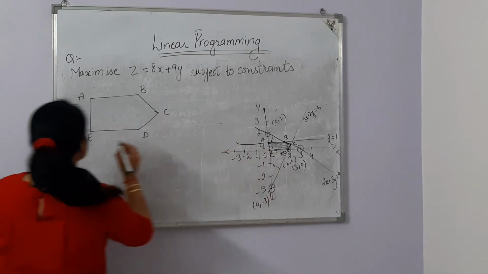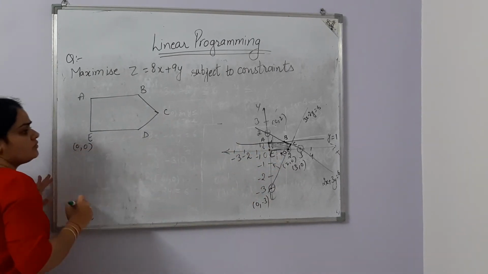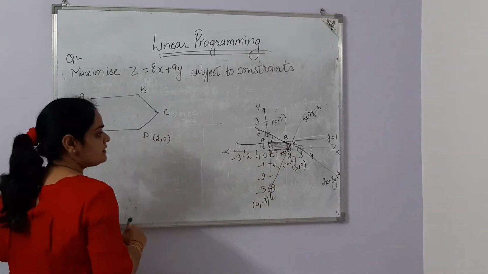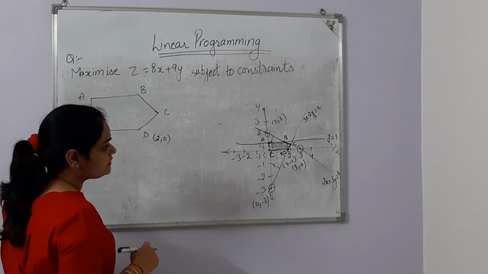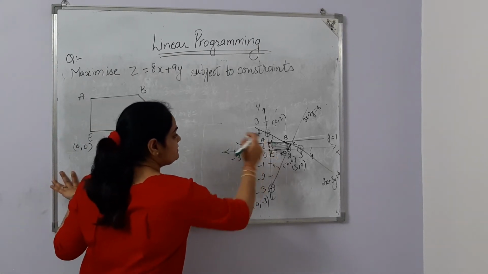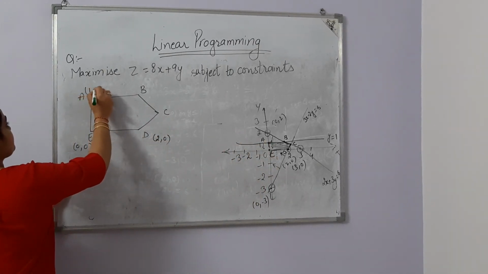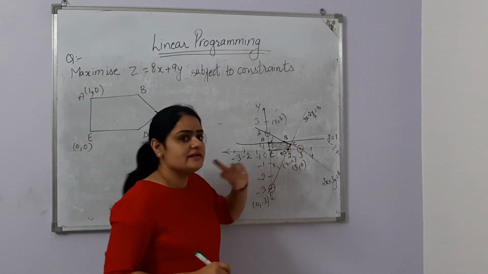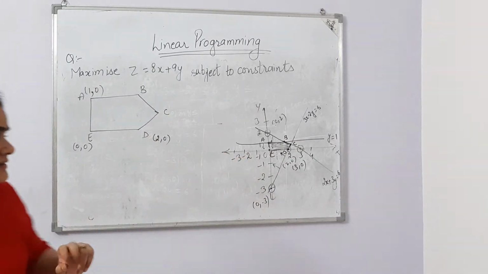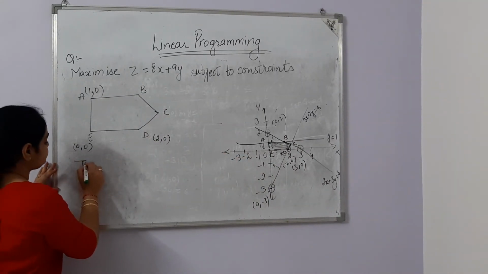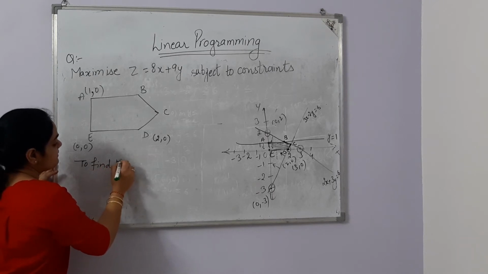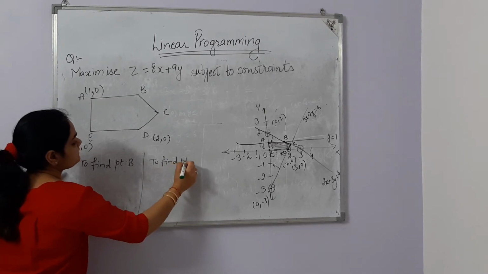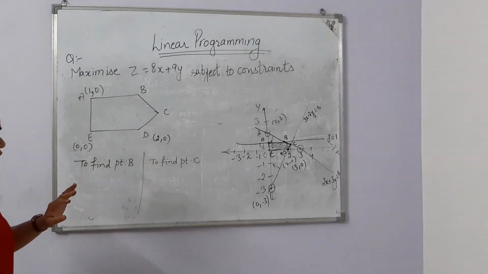E point is the origin, (0, 0). What is D point? D point is (2, 0). C point we don't know yet. A point is (1, 0). Now we don't know about the B and C points. We need to calculate B and C first. So to find point B and point C, we need to calculate both points.